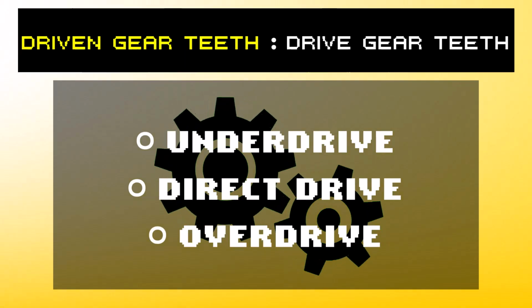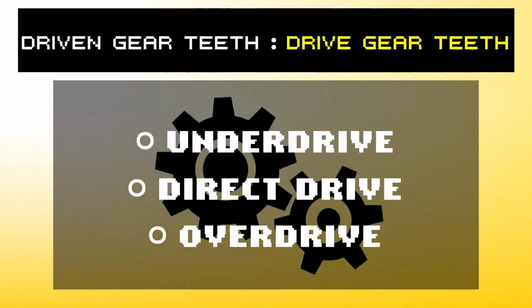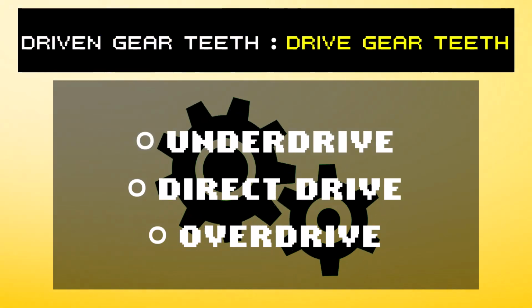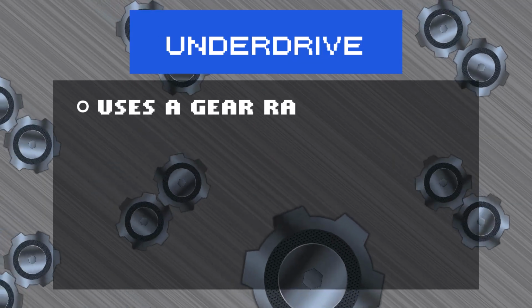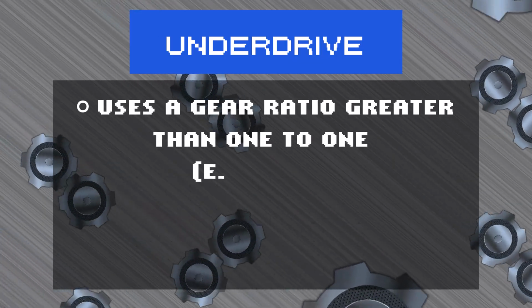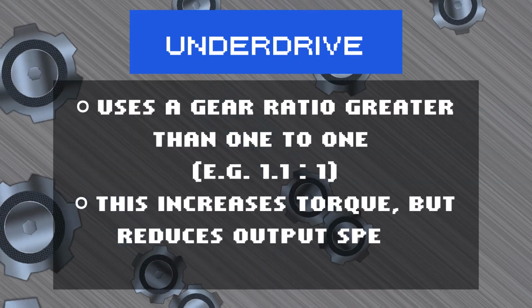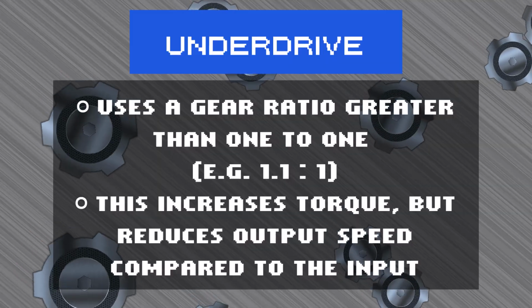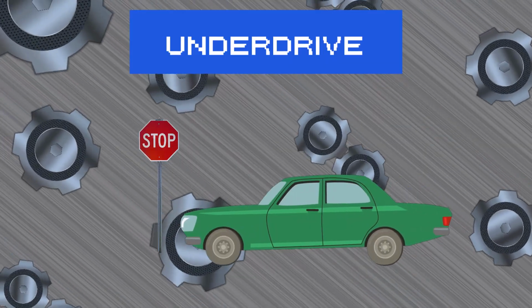In these ratios, the first term represents the driven gear, or output. The second term represents the drive gear, or input. Let's discuss each in detail. Underdrive uses a gear ratio greater than 1 to 1, for example, 1.1 to 1. This means the gear increases torque, but reduces output speed compared to the input. A high torque, low speed gear like this is essential for getting a vehicle moving from a stop.